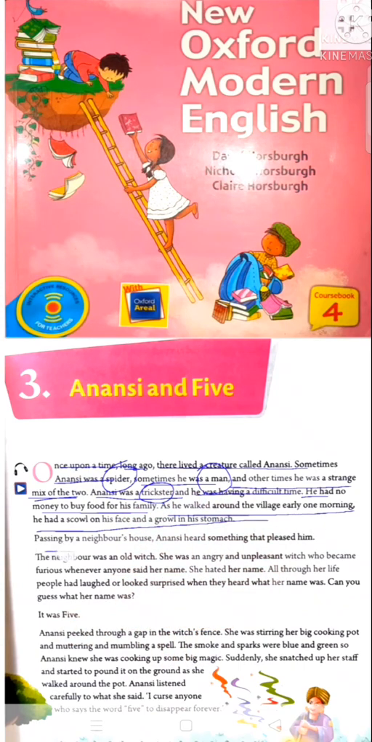Passing by a neighbor's house, Anansi heard something that pleased him. So as Anansi was passing by a neighbor's house, do you know what is the meaning of neighbor? It means the people who stay beside your house, they are your neighbors. So here Anansi was passing by a neighbor's house. There Anansi heard something, meaning he got some sound or noise. He got to hear something, and that pleased him. That means he was happy after hearing something.